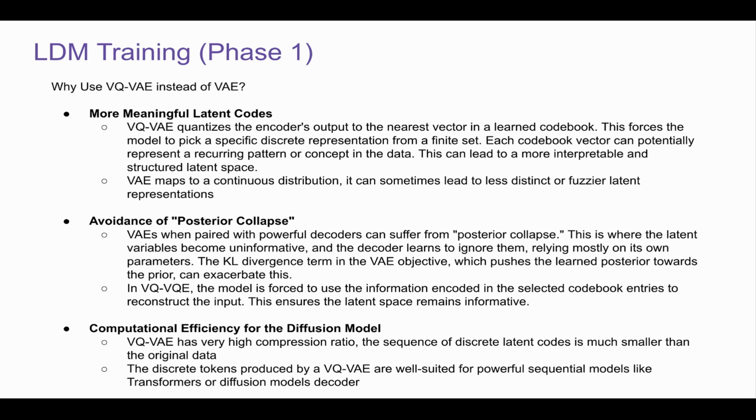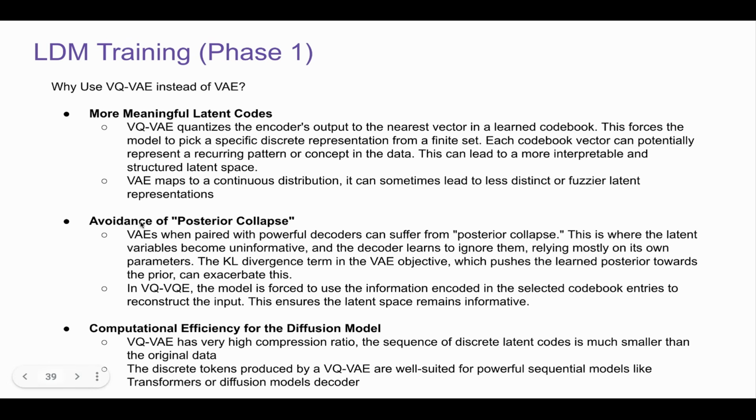For example, if you want to generate images of cats and dogs, it will be very convenient if your codebook contains those embeddings. VAE maps to a continuous distribution. It can sometimes lead to less distinct or fuzzier latent representations.